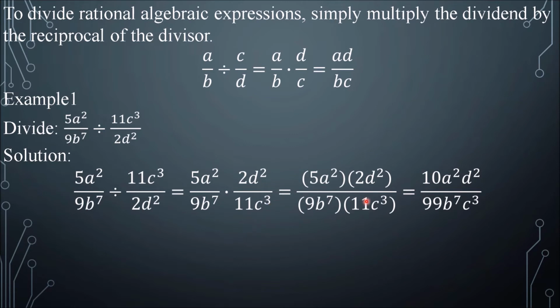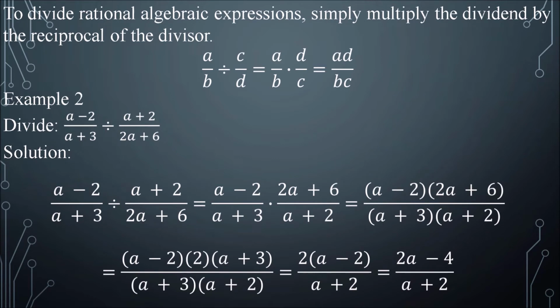Now let's have first the coefficients. 5 times 2, 10. A squared times d squared is a squared d squared. You cannot combine them. They have different bases. Now let's have 9b raised to 7 times 11c cubed. That's 9 times 11, 99. b raised to 7 times c cubed. You cannot combine that. So it will be like b raised to 7 c cubed. So that's it for the first example.